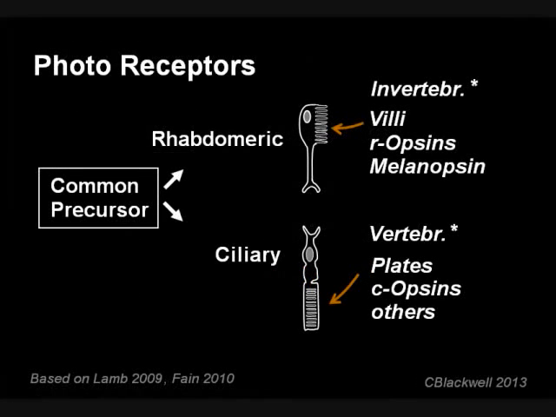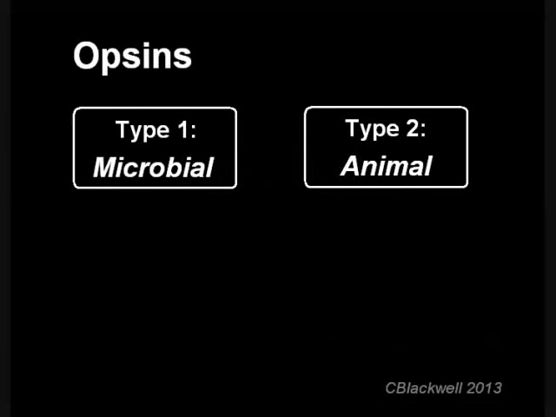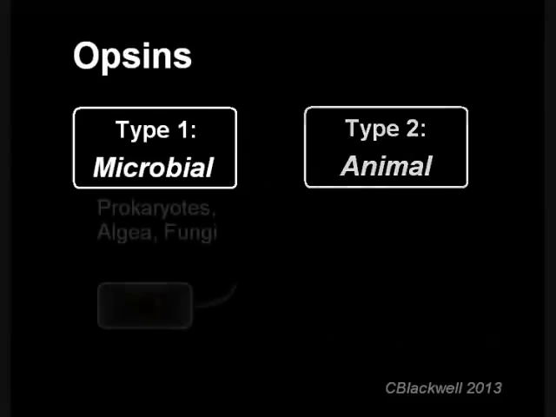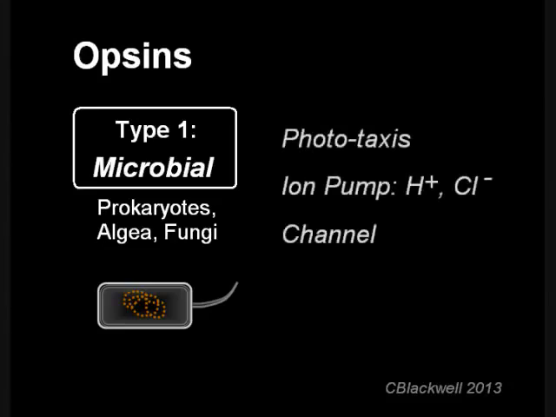So, here are the two photoreceptor lines. One line for invertebrates and one line for vertebrates, mostly. Now that we have photoreceptors in order, let's quickly review the opsins, of which there are two types. In general terms, type 1 occurs in simple one-celled organisms like bacteria and algae, so we will call this the microbial group. They participate in several functions.